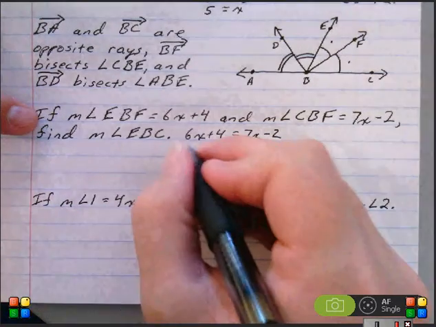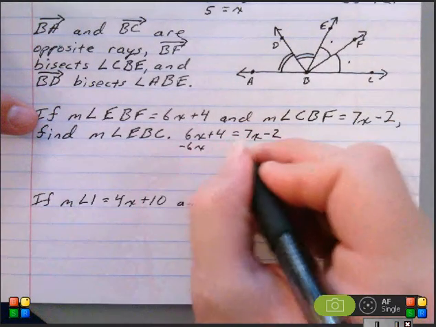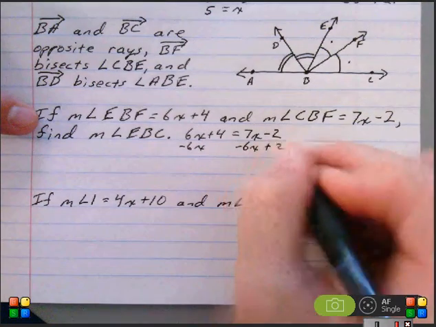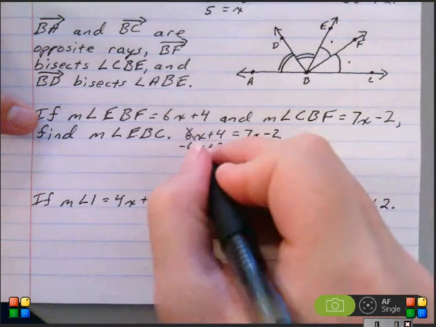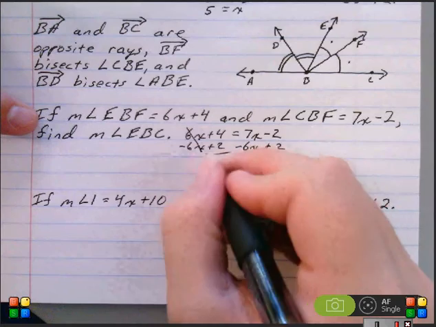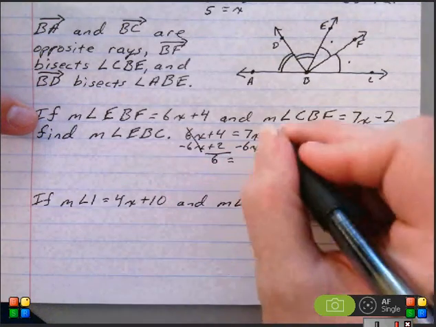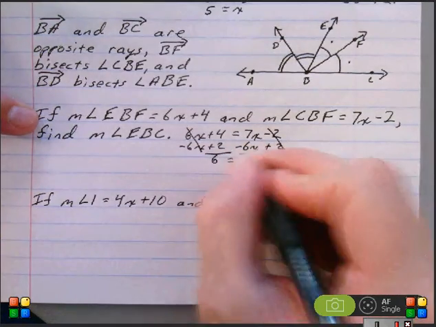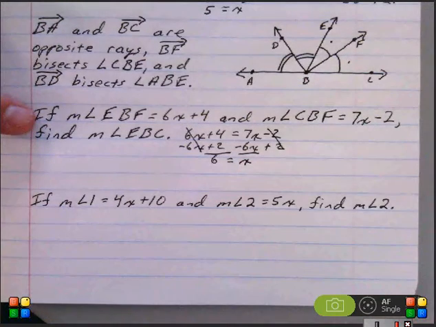Again, moving our variables, so minus 6x. And adding 2. Those are gone from the left. I'm left with 6 equals. These are gone from the right. I'm left with an x. So x equals 6 there.